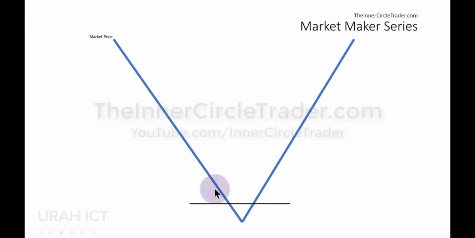Now, let this image burn in, so that way when we transition to the market maker buy model, it's this idea we have in mind here. Okay, market price is here. We're expecting to trade down to a key level and then rally up.